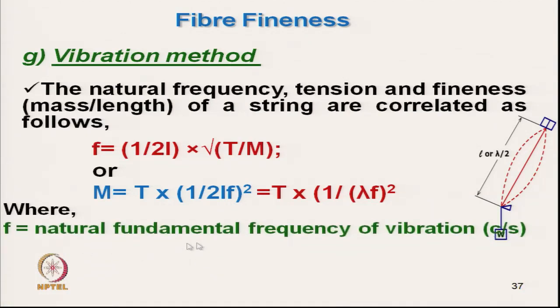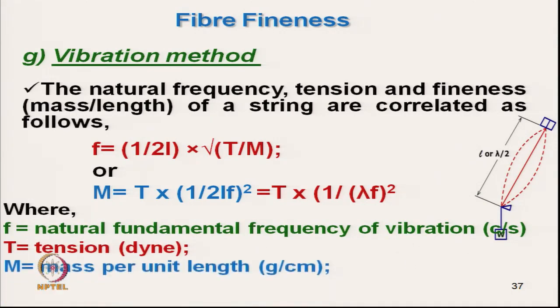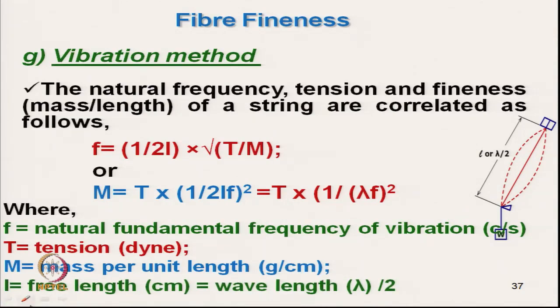f is the natural fundamental frequency of vibration, T is the tension in dyne, and frequency is in hertz, cycles per second. Mass per unit length is in gram per centimeter. L is the free length in centimeter, and the wavelength is lambda by 2. So, we can convert it in terms of wavelength also.